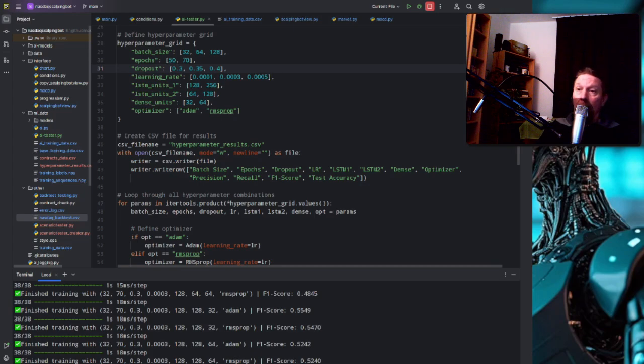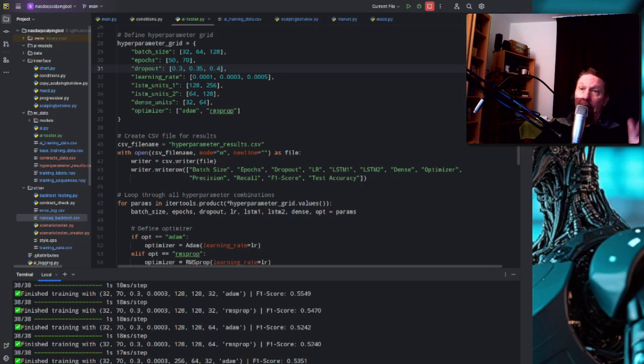And we are up, like here you see, with an F1 score of 53. That's good. 55 I see already here with Adam. Okay, but there's the new one, 54 with RMSprop.